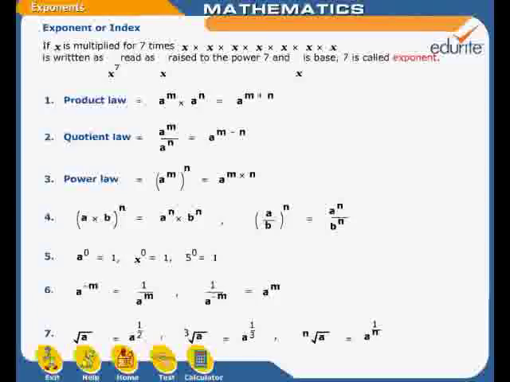7. Square root of a is equal to a raised to the power 1 upon 2. Cube root of a is equal to a raised to the power 1 upon 3. nth root of a is equal to a raised to the power 1 upon n.